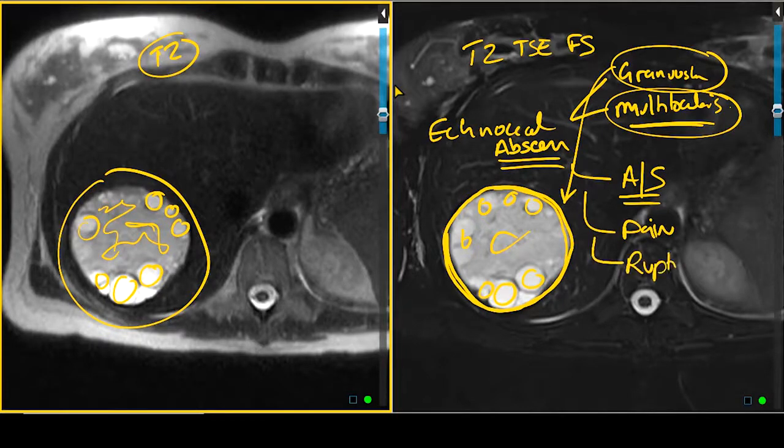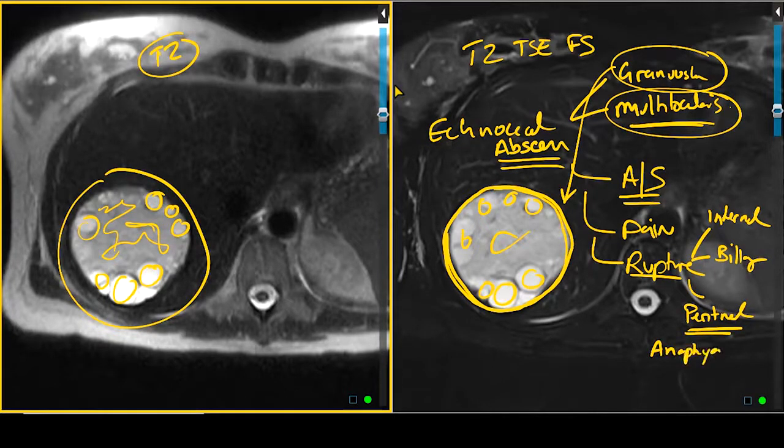Now, these can rupture internally, not affecting the outer portion of the cyst. It can rupture into the biliary tree, and it can also rupture into the peritoneal cavity. And particularly when the latter occurs, you're at risk for anaphylaxis. So that's something that you need to watch out for in these patients.